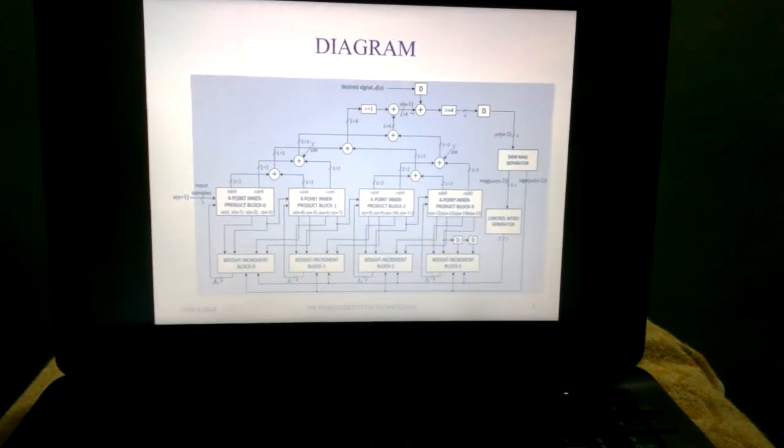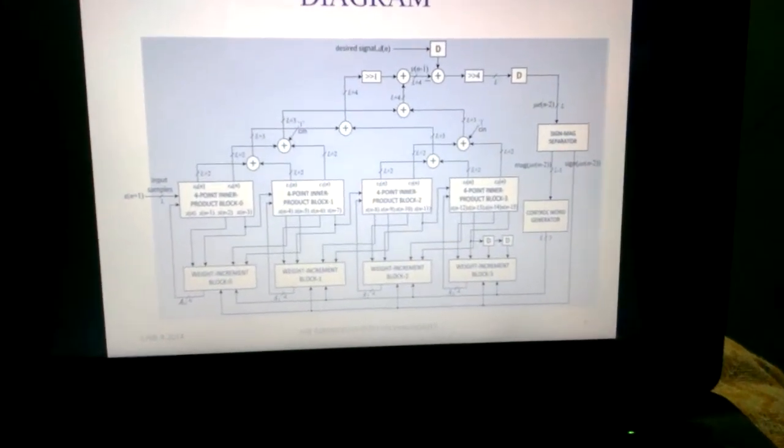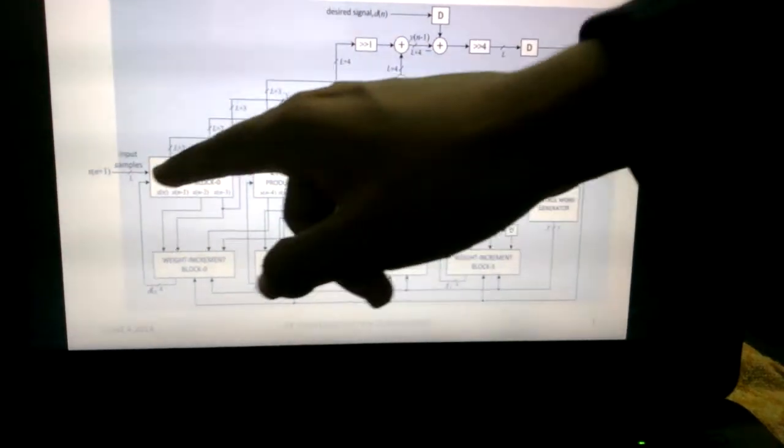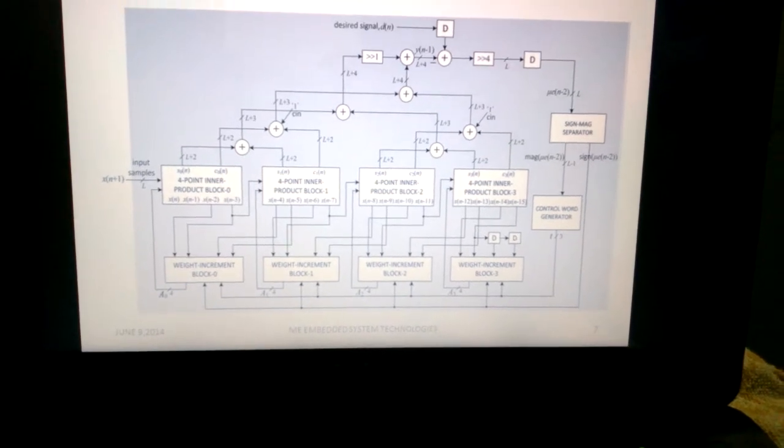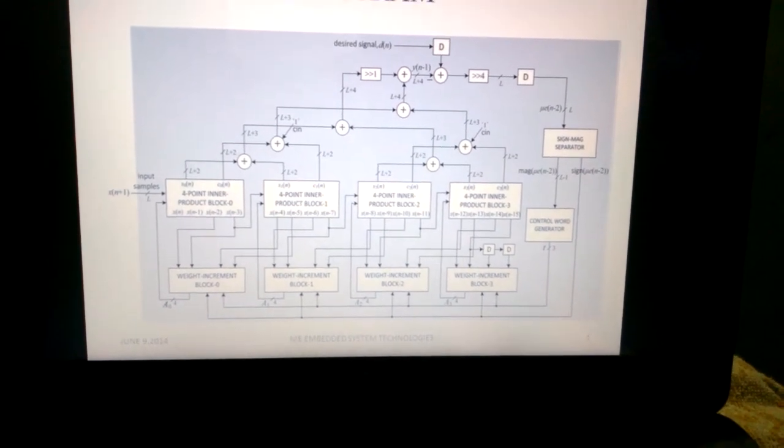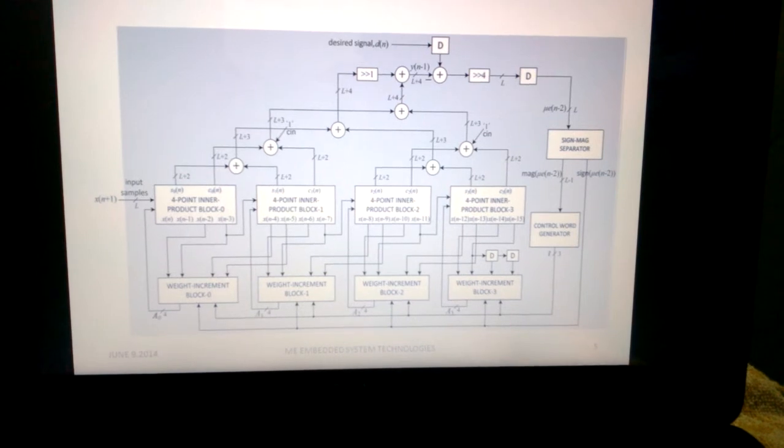This is the diagram of my existing system. When you consider this diagram, the desired signal as well as the x of n plus 1 input signals are given as input for the FIR filter. The FIR filter then removes the noise present in the signal. This is the operation of the filter.